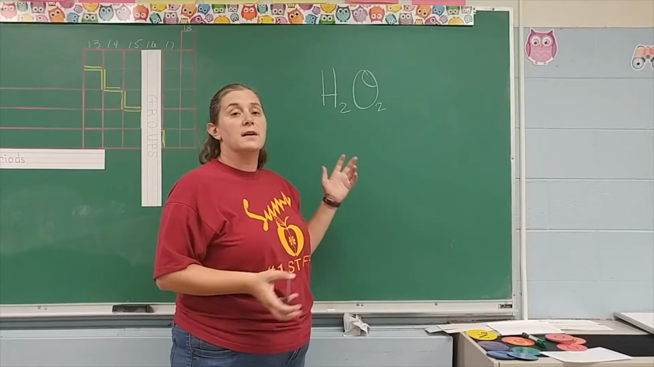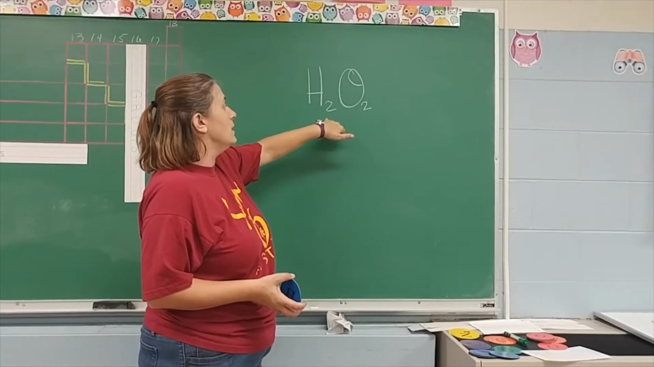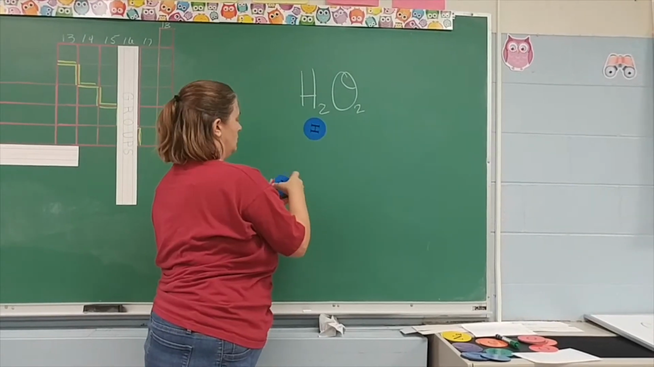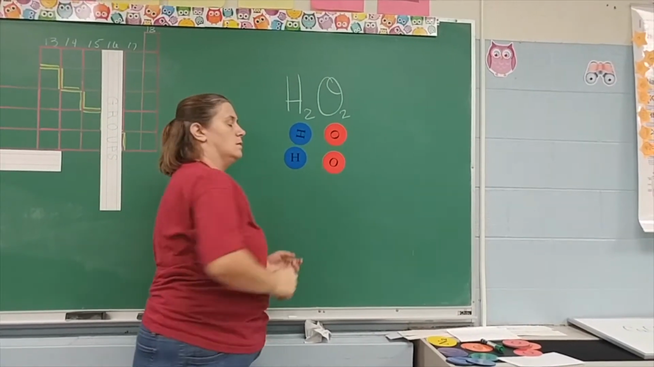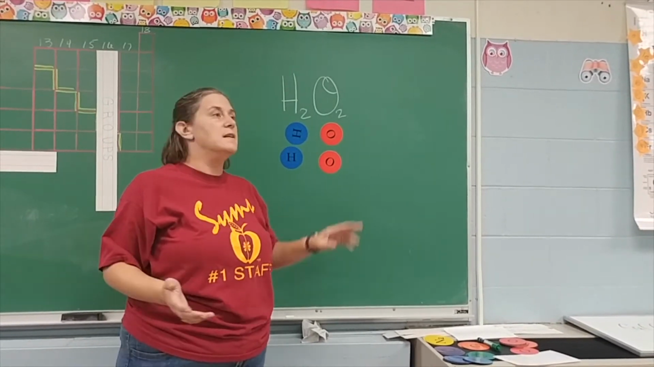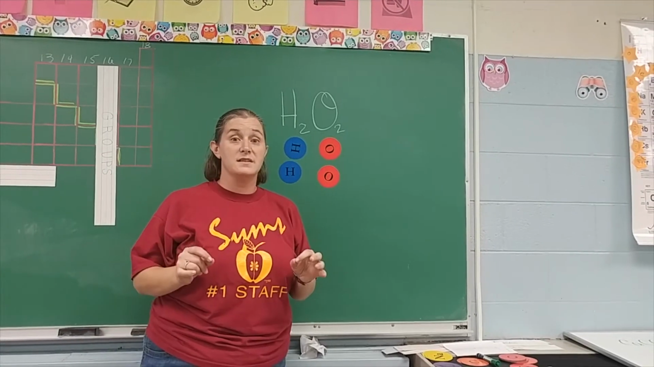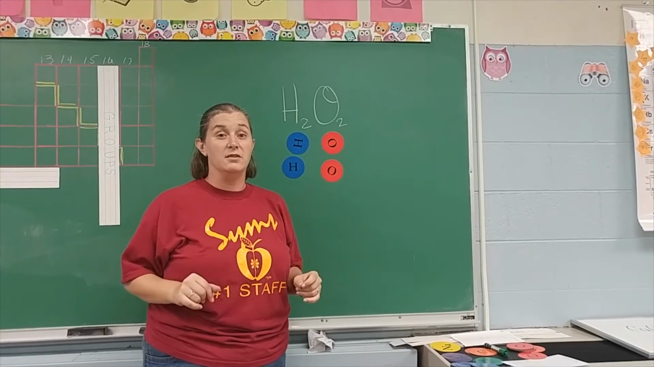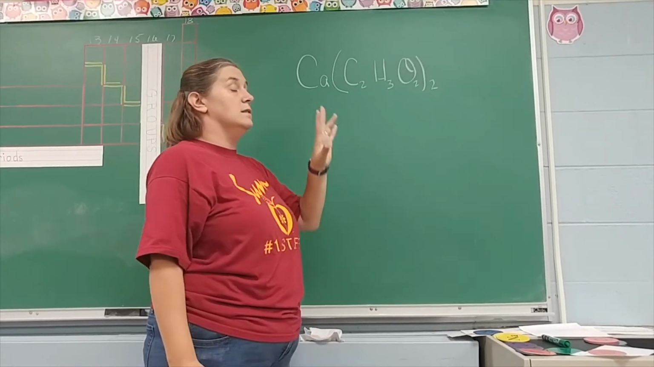All right, so let's take a look at another compound, peroxide. We have 2 H's and 2 oxygens. That's what the numbers represent. These represent our subscripts, which break it down. Now we're going to take it to the next step, and we're going to get a little bit more complicated here in a moment.